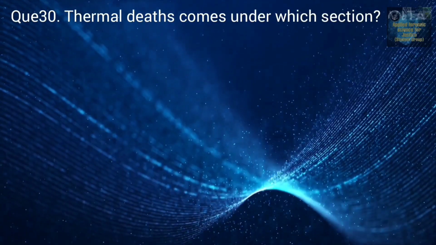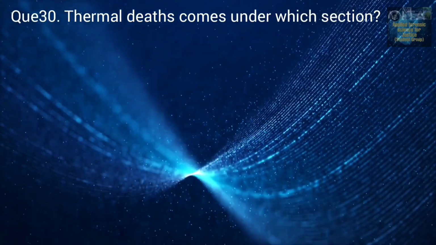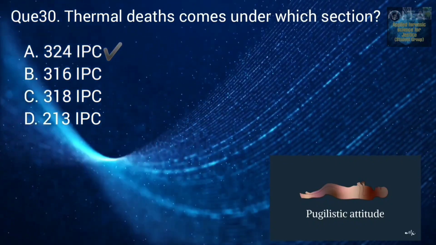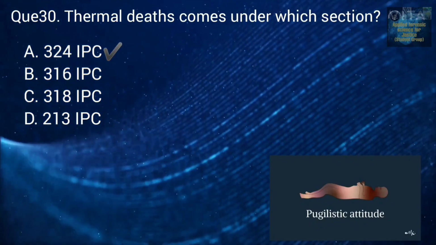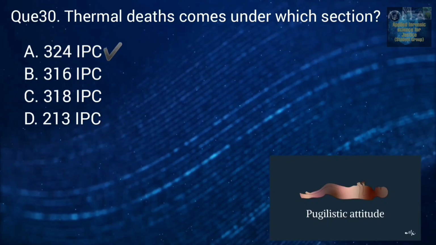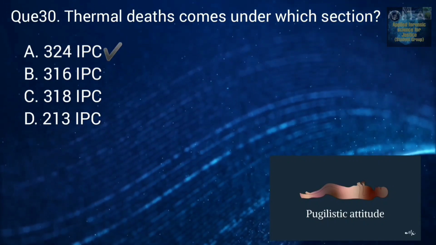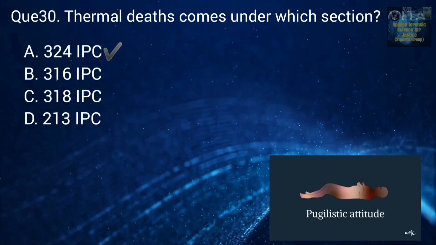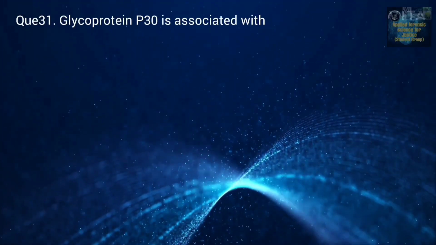Question number 30. Thermal deaths come under which section? Options are A. 324 IPC, B. 316 IPC, C. 318 IPC, D. 213 IPC. The correct answer is A. 324 IPC. Question number 31.